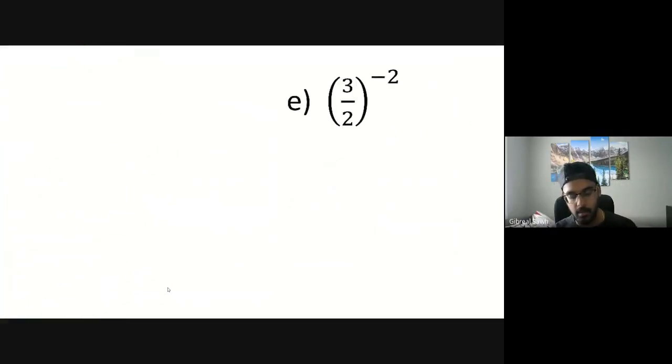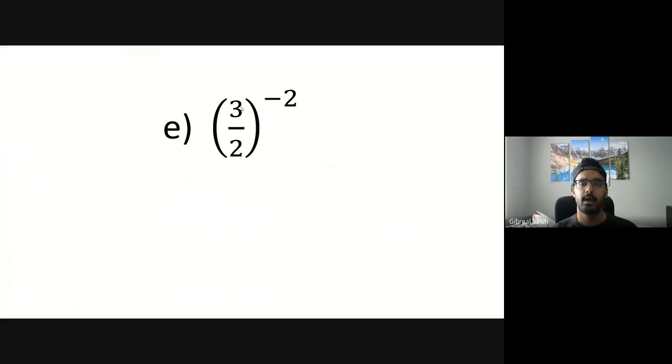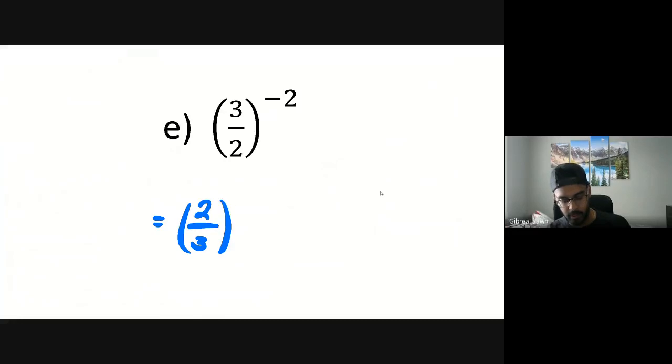Okay, if I look at E, there's my 3/2. As a fraction, there's my quotient to the power of -2. So we're going to take the reciprocal and then change my exponent to a positive. So I'm going to take the reciprocal of this fraction. So 2/3. And that'll become +2. Now I can apply that inside. It's quite nice. 2 squared will give me 4. 3 squared will give me 9.